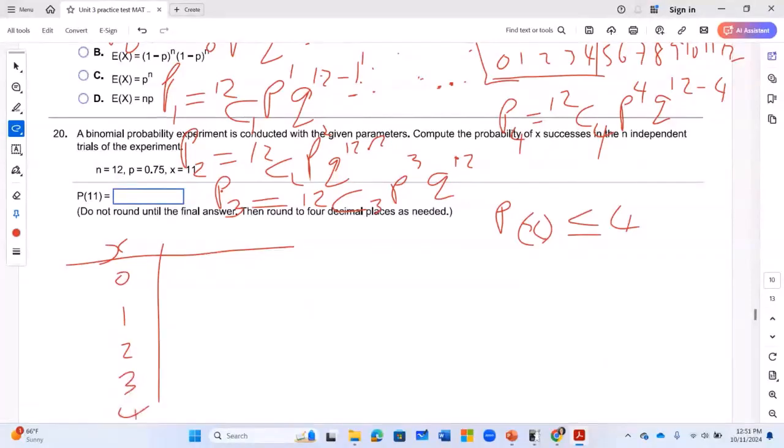Then I'm going to find P0. So P0, and I'll get my calculator. I'll show you how to do it by calculator. P0, 12 combination 0, and probability of x. So I'm going to get my calculator, take it one by one. I'm going to find P0.